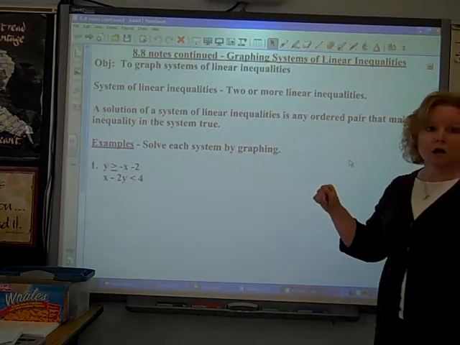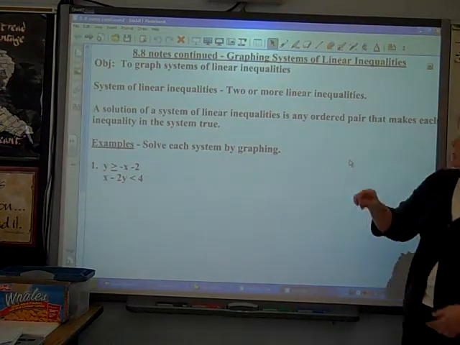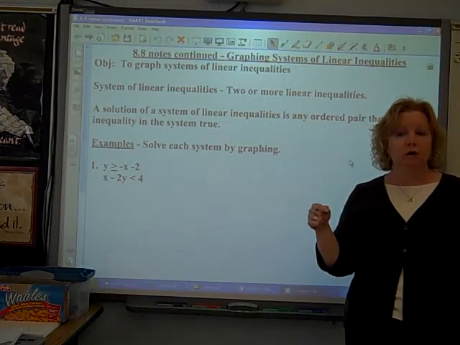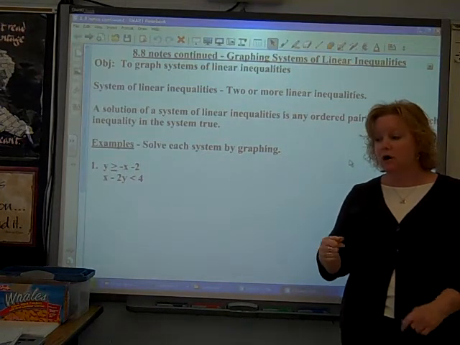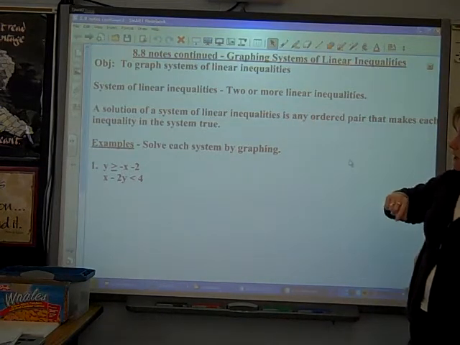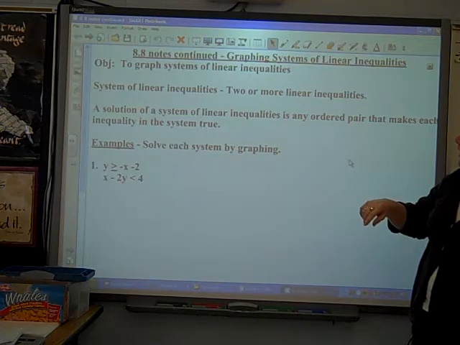All right, we are going over 8.8 notes that continued, so we did not do all of 8.8. We did part of 8.8. This is the second part. So in this part of it, we again were talking about systems of linear inequalities.